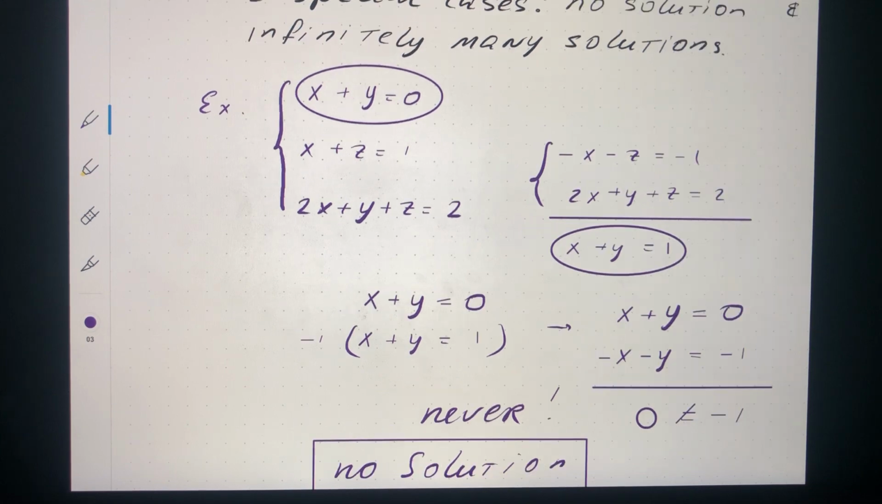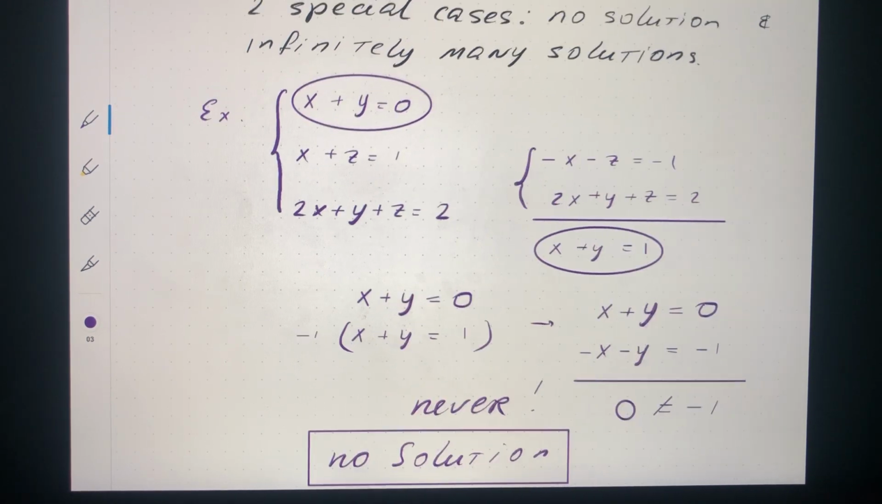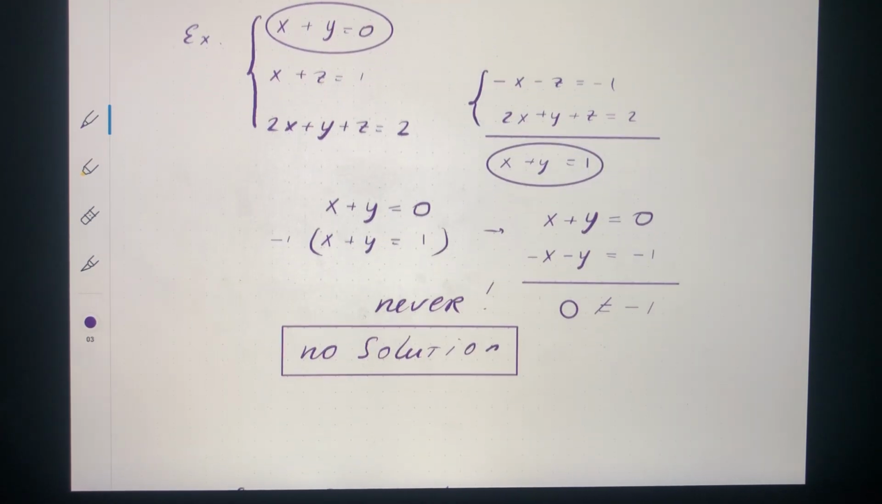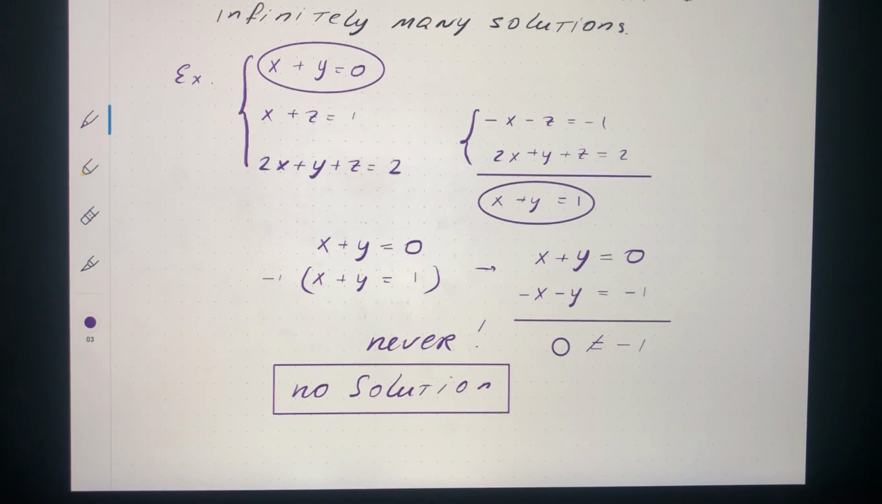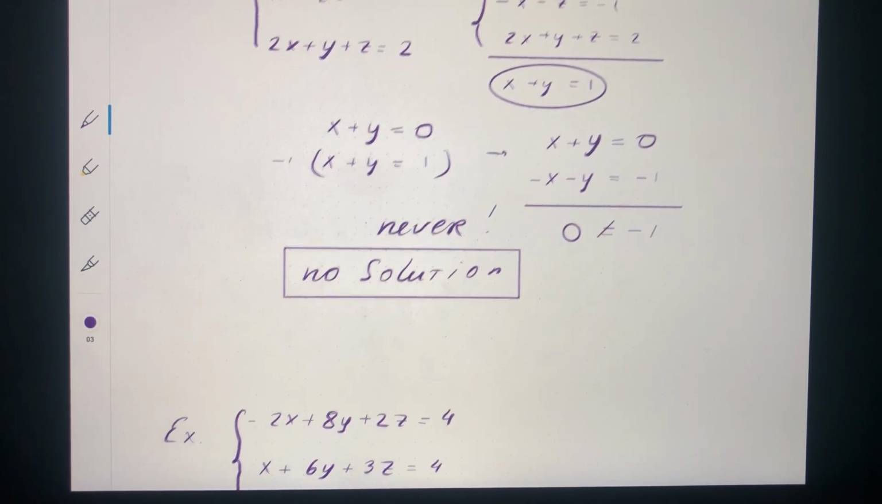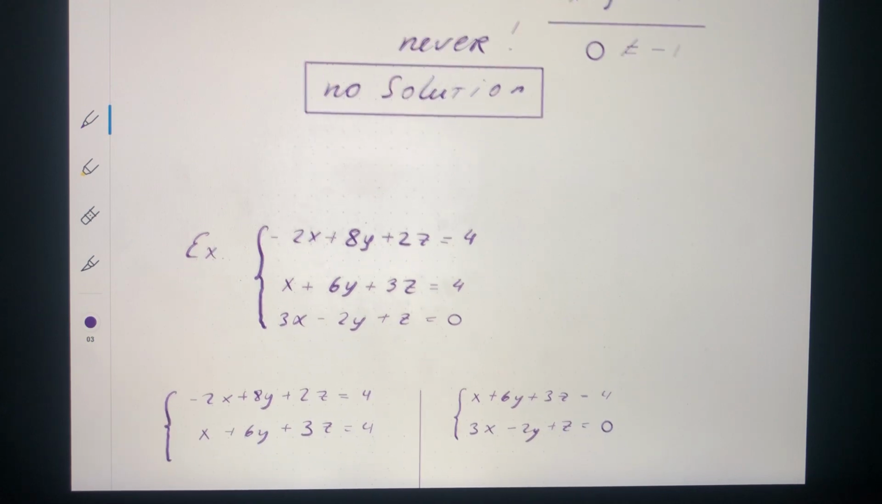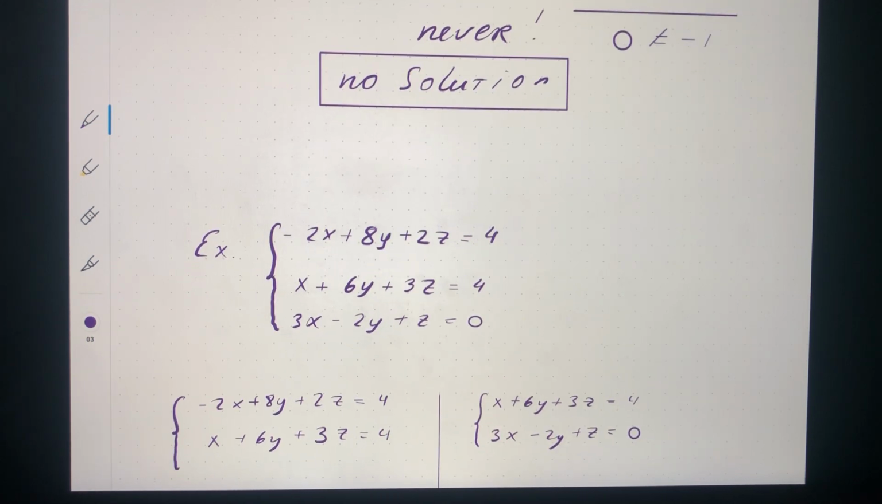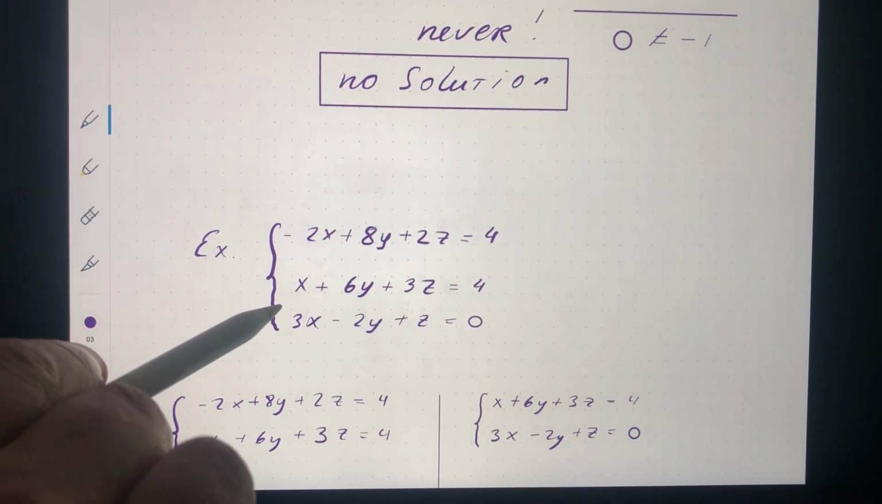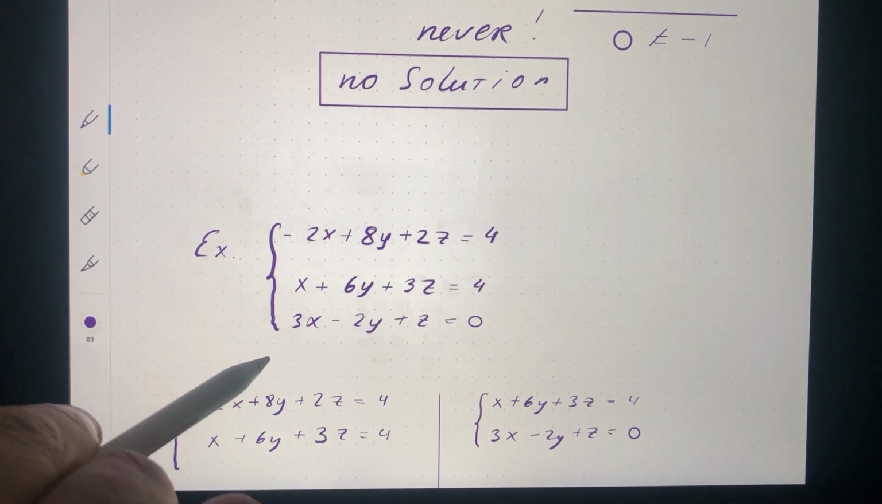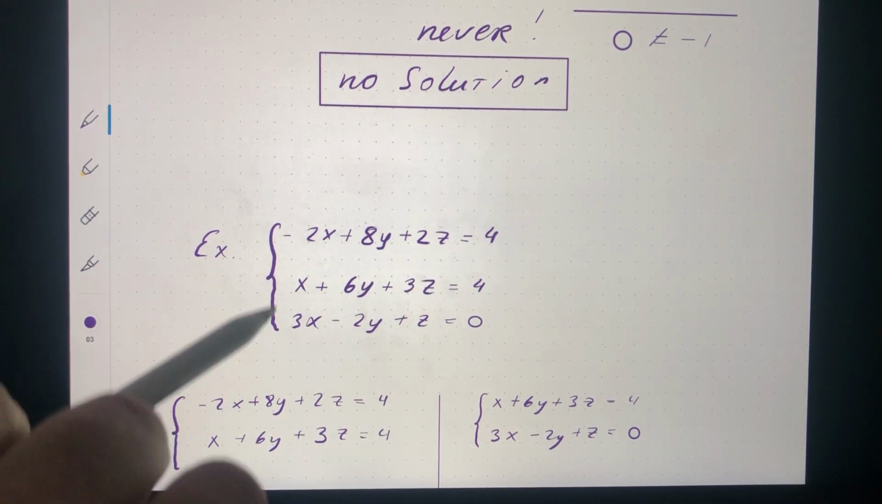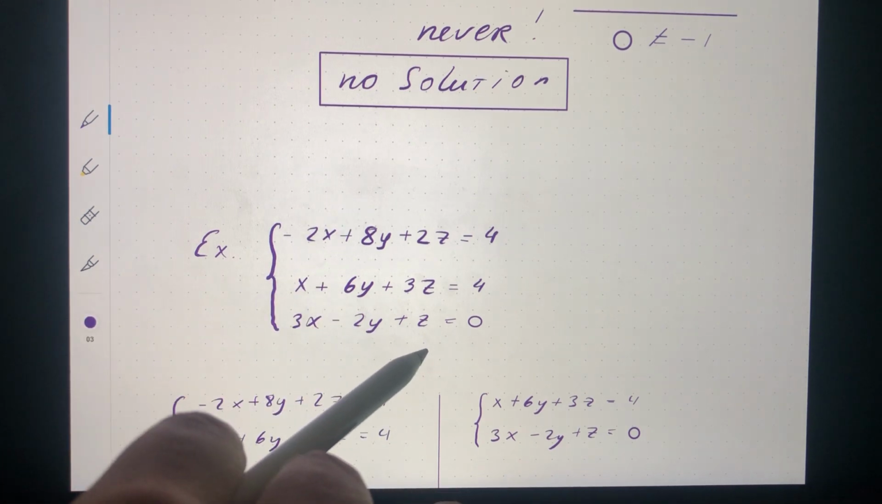Now the second example is the one with infinitely many solutions. That one will take a little bit more work because we have to write the final answer using the general form as opposed to just numbers. So here is the second example. We have a system of 3 by 3. We can cancel any letter, x, y, or z.